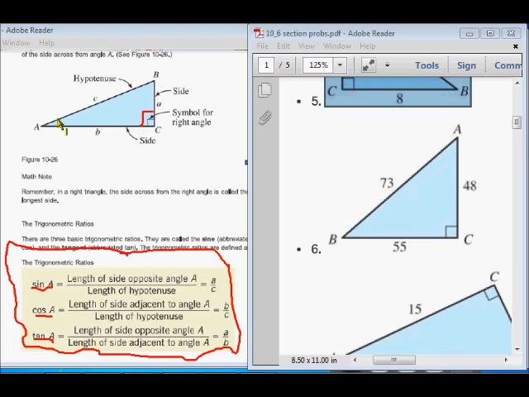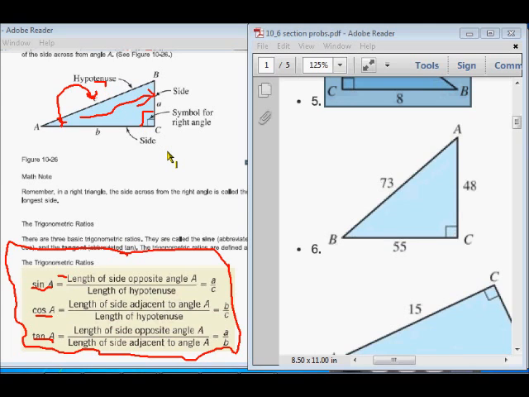So here's our angle A right here, and let's just go through what this means. For the sine of A, it's the length of the side opposite of angle A, and that would be this thing, divided by the length of the hypotenuse. This is the hypotenuse, which is C. There's our hypotenuse. See, there's the word.